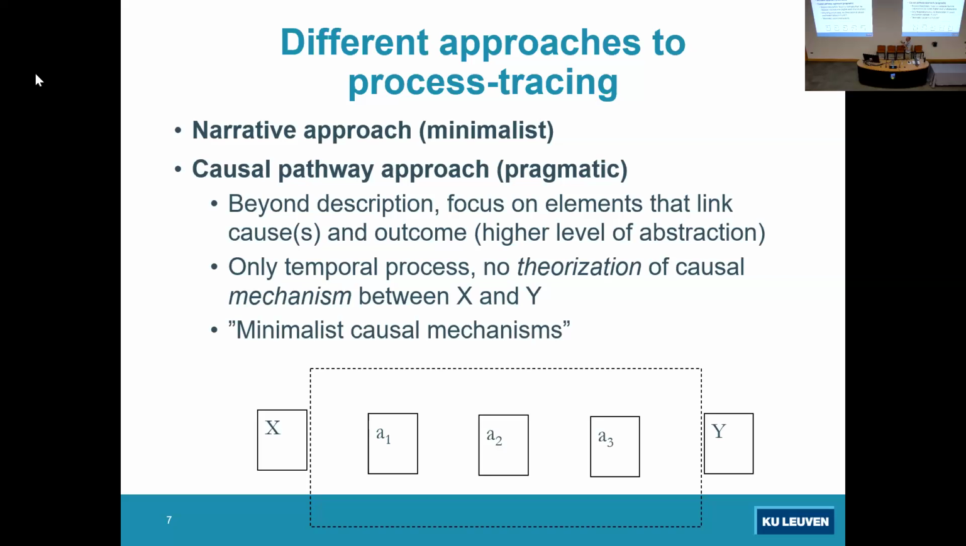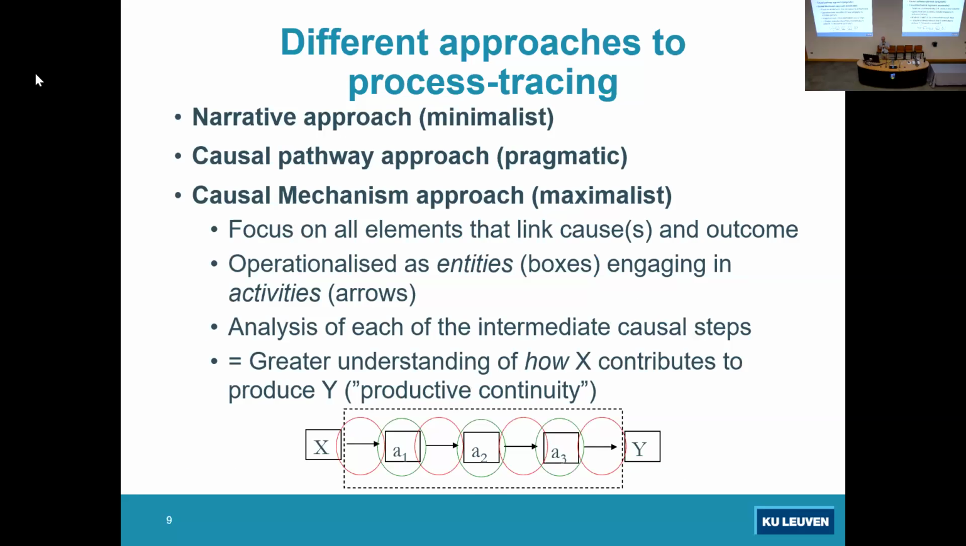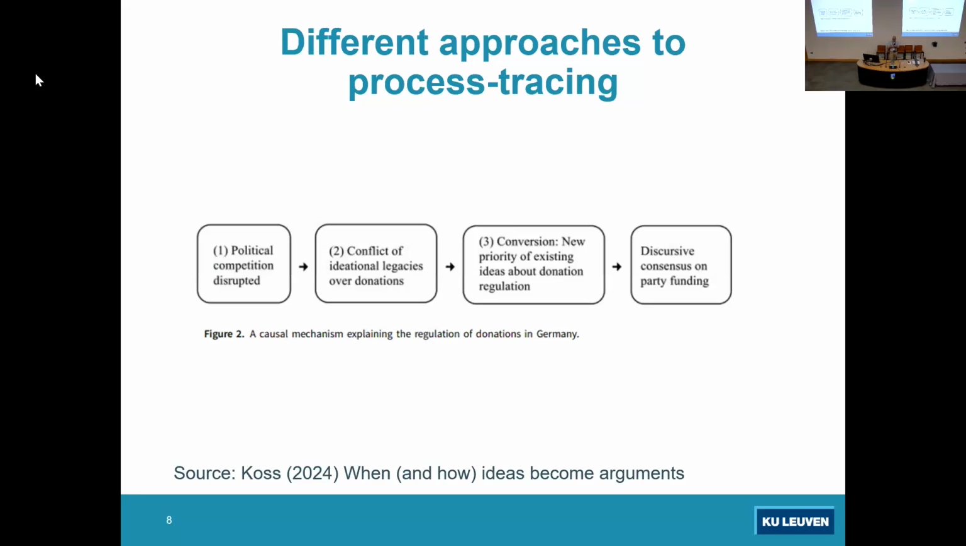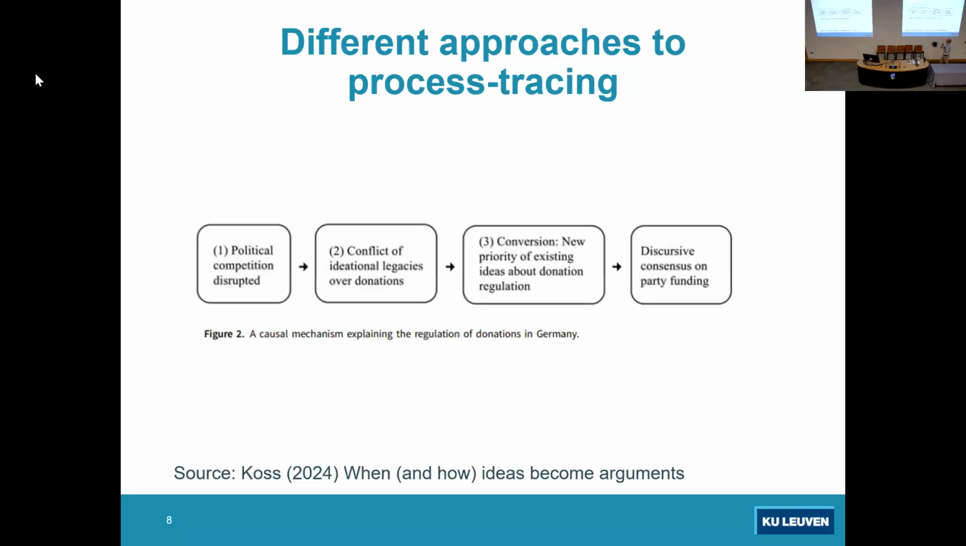You look for elements that appear between a cause and an outcome, but you're not necessarily going to investigate how these different elements are connected to each other. But that is exactly what you're going to do with a causal mechanism approach. That's a maximalist approach. This is an example of such a causal pathway approach.